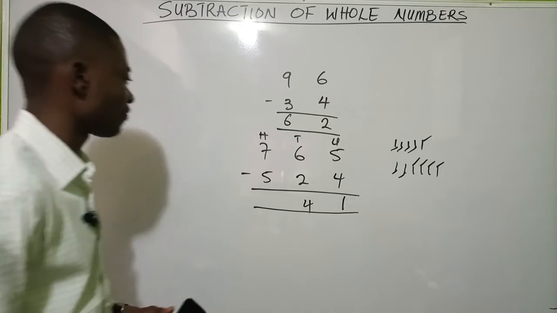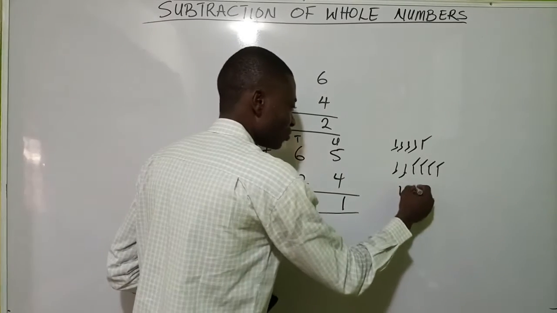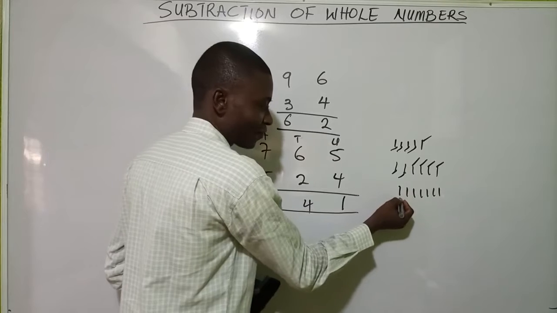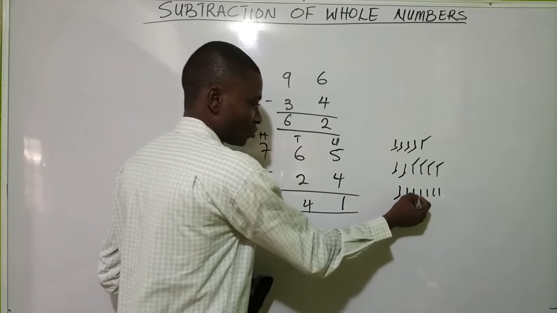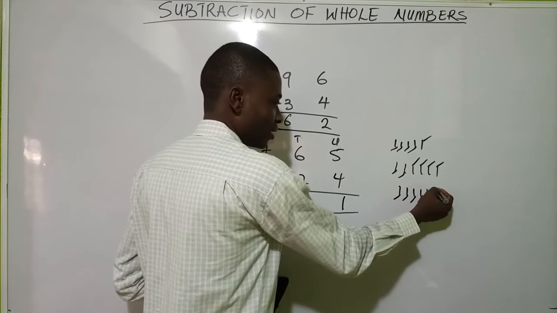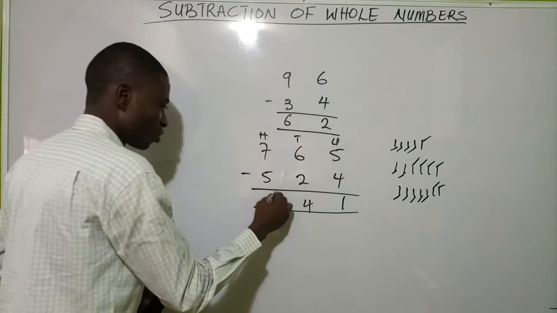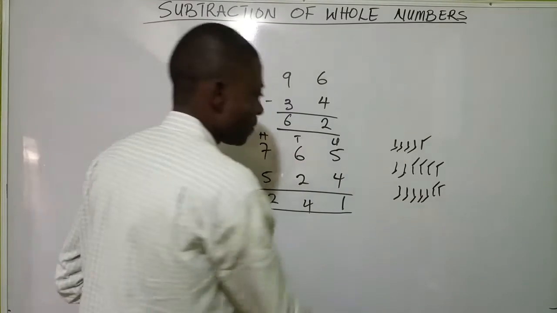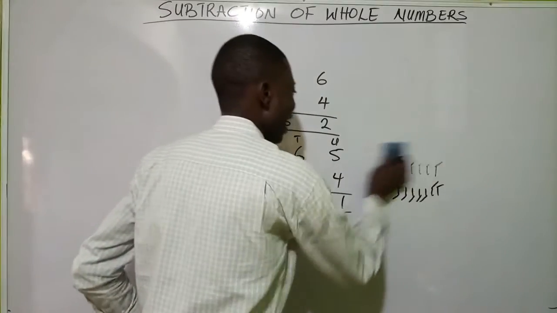And this is 7 minus 5. 1, 2, 3, 4, 5, 6, 7. Take away 5, or subtract 5. That gives us 1, 2, 3, 4, 5. What is remaining? 1, 2. So this is 2. So that is it. Very simple. It's not difficult at all.